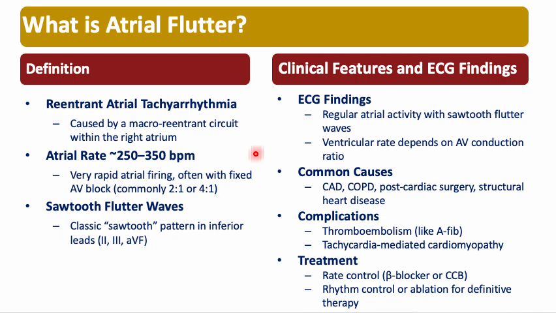EKG findings: you have regular atrial activity with sawtooth flutter waves. Ventricular rate depends on the AV conduction ratio, and I'll show you what all that means. Common causes can be coronary artery disease, COPD, post-cardiac surgery, and structural heart disease. I've also seen it with some of the cardiac meds as well.